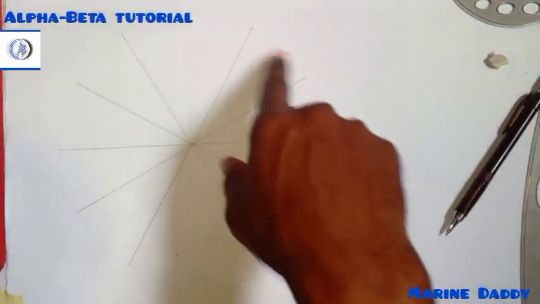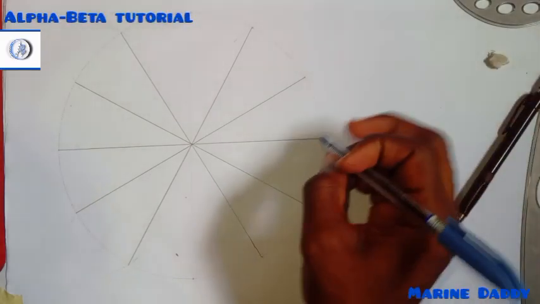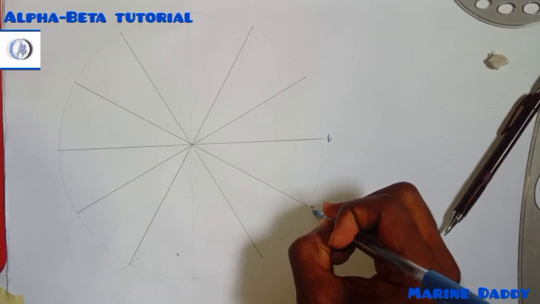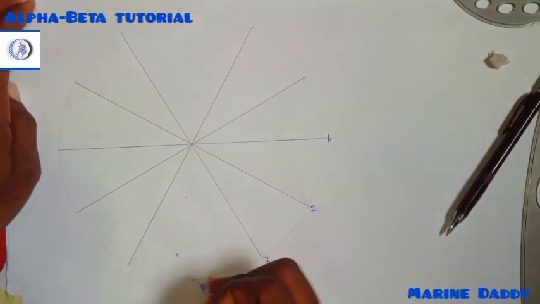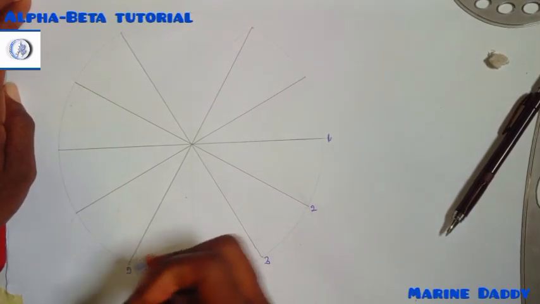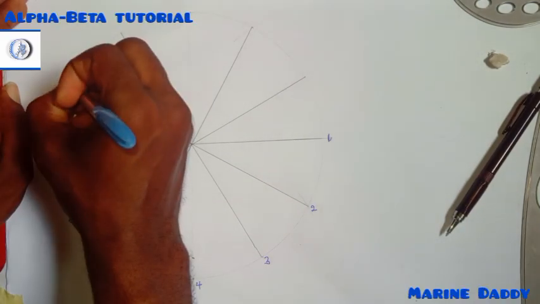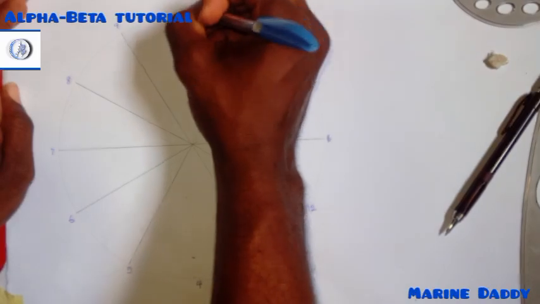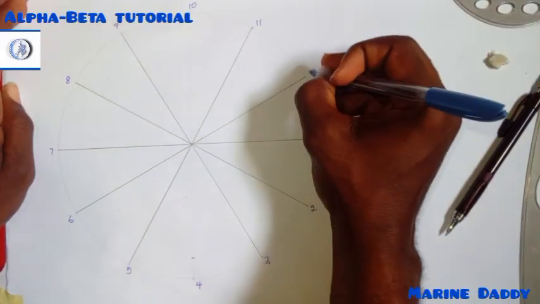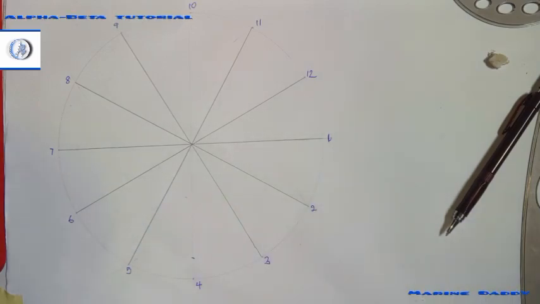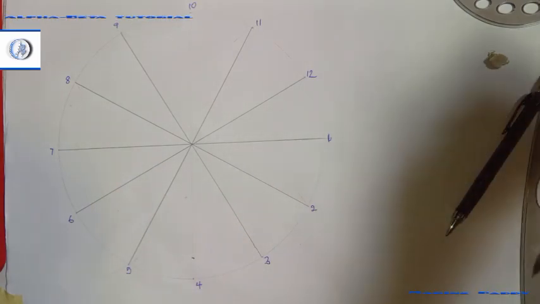Okay, after dividing this into 12 equal parts, you label your work. This is 1, 2, 3, 4, 5, 6, 7, 8, 9, 10, 11, 12. Please label your work like this. Since you are following my method, try to label your work like this. Okay, after doing this, I will measure.